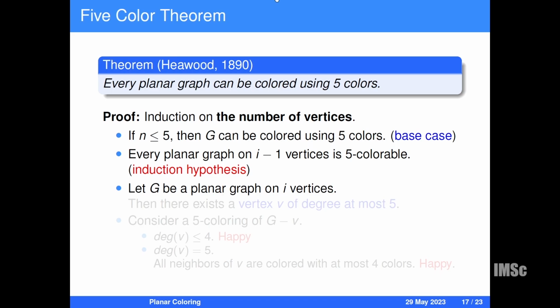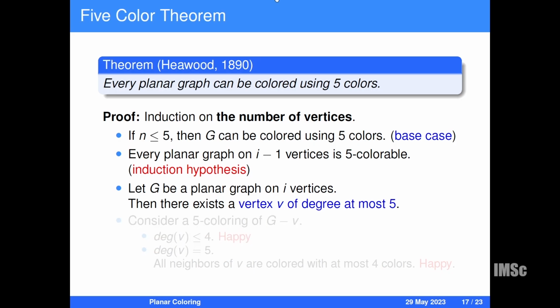Let's say we are given a planar graph. So what did we see in the last slide? There exists a vertex with degree at most 5, right? So in this graph G also there should exist a vertex of degree at most 5. Let's play around with that vertex. Let's say that V is the vertex which has degree at most 5, and let's say we remove it from the graph.